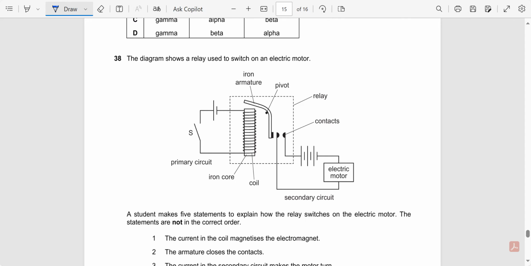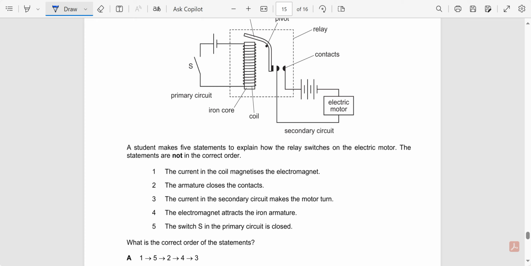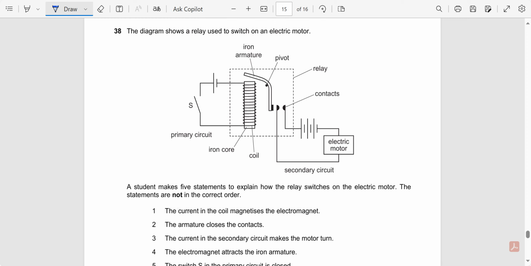The diagram shows a relay used to switch on an electric motor. The student makes 5 statements to explain how the relay switches on the electric motor. The statements are not in correct order, so we need to place these statements into the correct order.